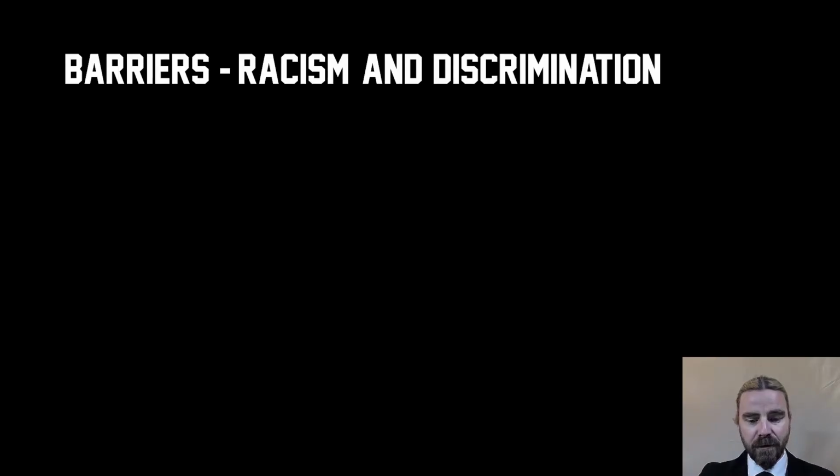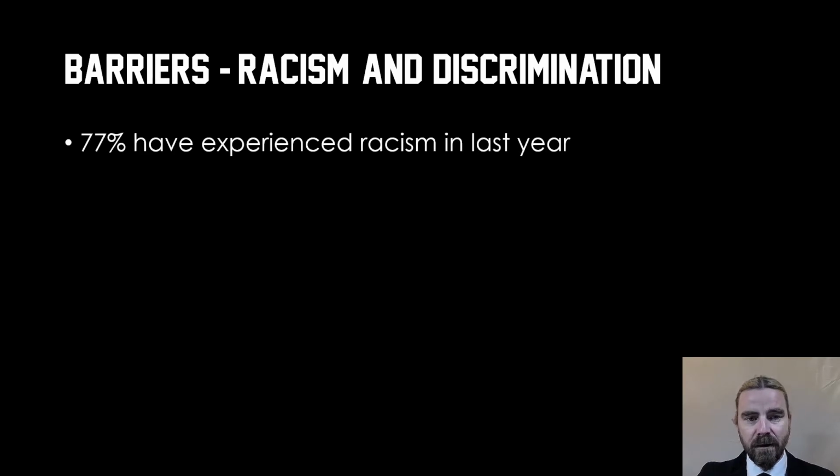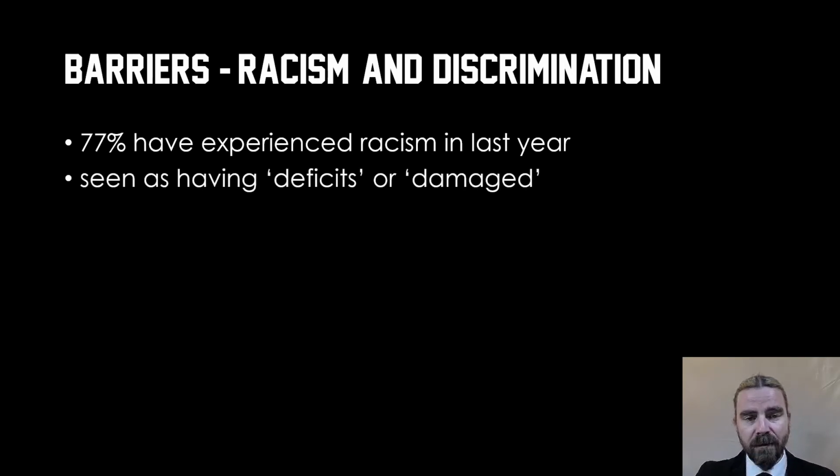Okay, the first barrier, and it's a big one: racism and discrimination. So 77% of Sudanese Australians have experienced racism in the last year. That's according to a recent survey. That's a lot. That's three quarters of people. They're also seen as having deficits or being damaged people.